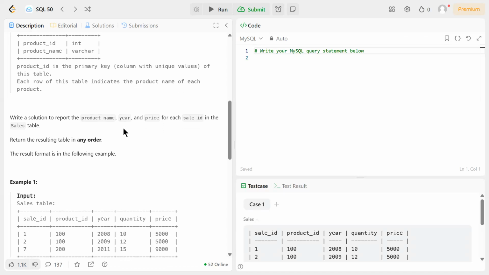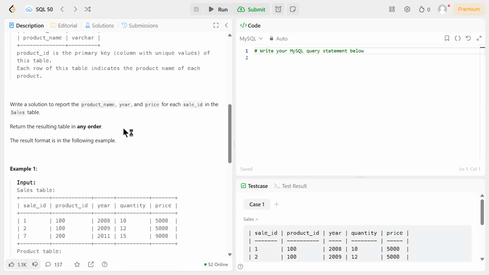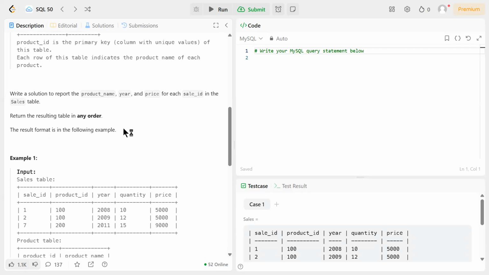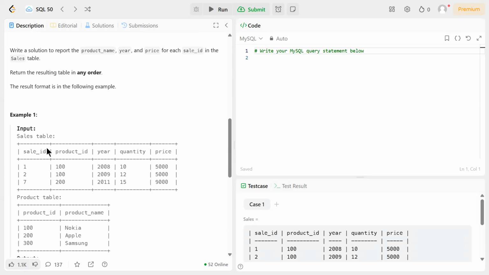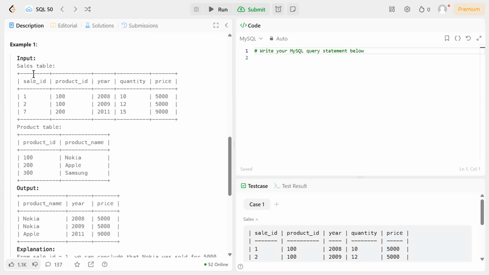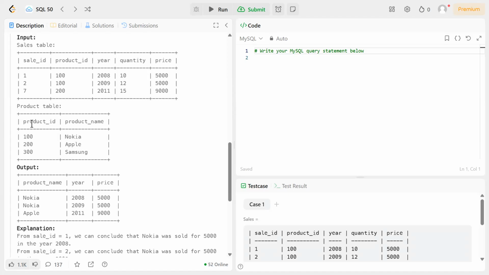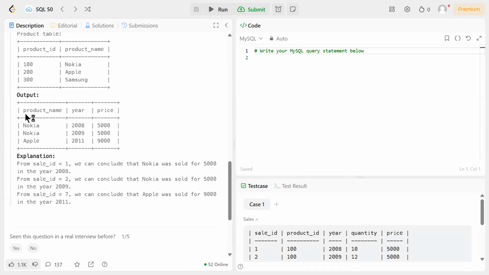What we have to do here is write a solution to report the product name, year, and price for each sale ID in the sales table. And we have to return the resulting table in any order. We can see here that we have two tables, the sales table and the product table, and the output is something like this: product name, then year, and the price.